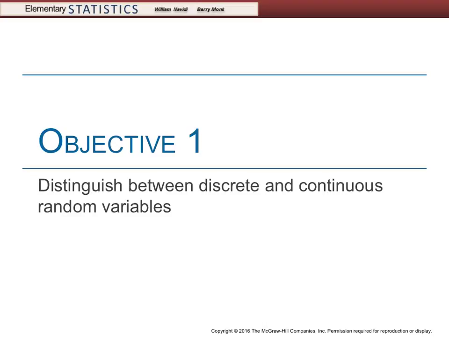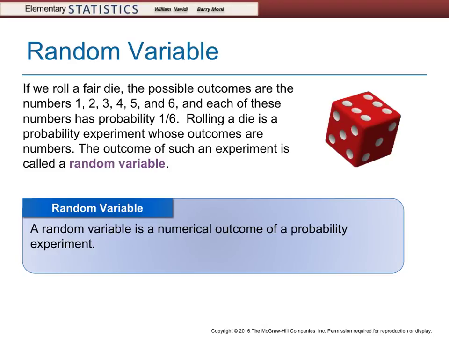Objective 1. Distinguish between discrete and continuous random variables. So for a random variable, if we roll a fair die, the possible outcomes are the numbers 1 through 6, and each of these numbers has a probability of 1/6. Rolling a die is the probability experiment whose outcomes are numbers. The outcome of such an experiment is called a random variable. So a random variable is a numerical outcome of a probability experiment. We have seen this in our past experience.